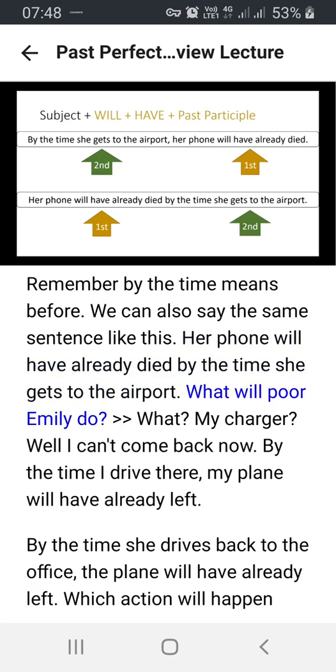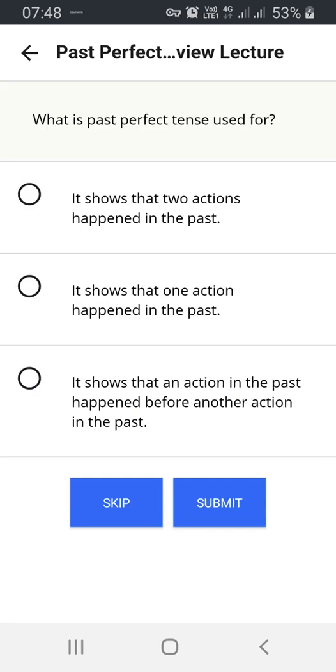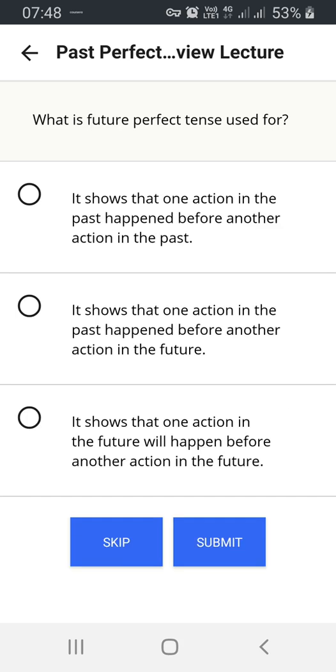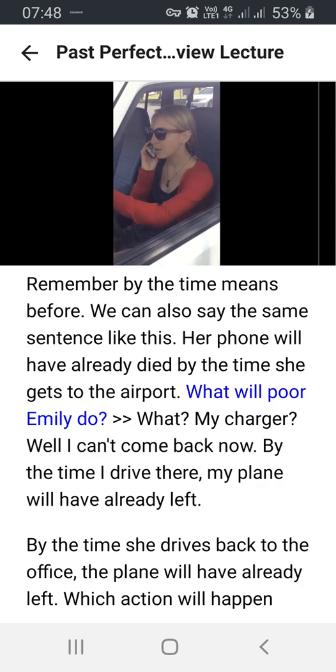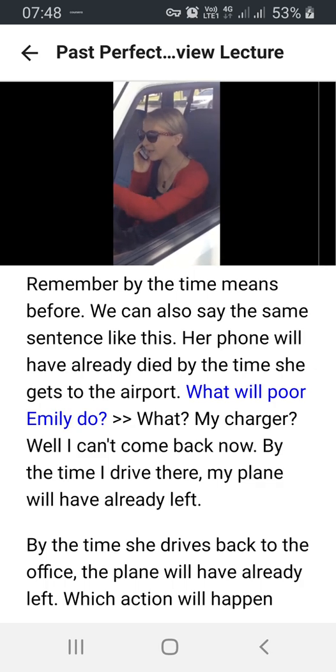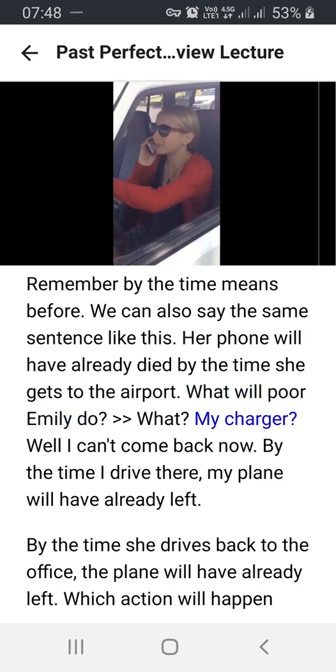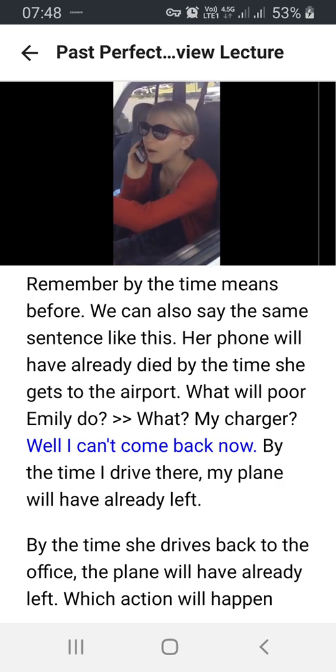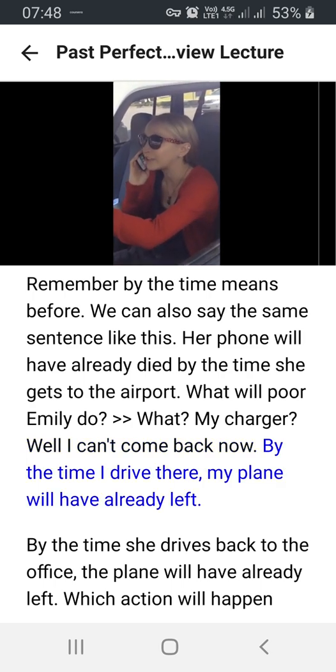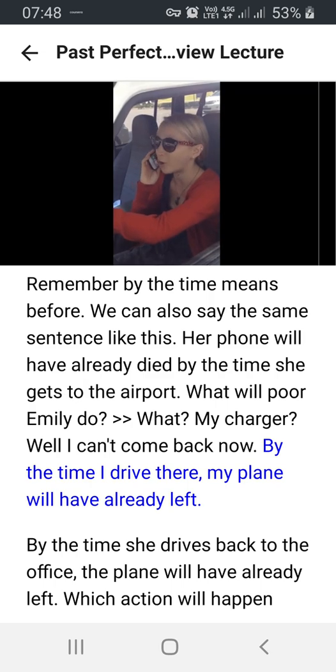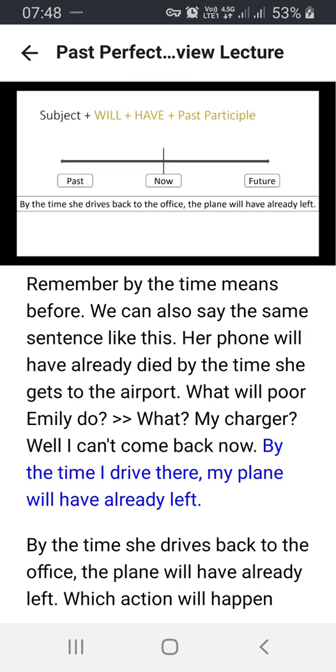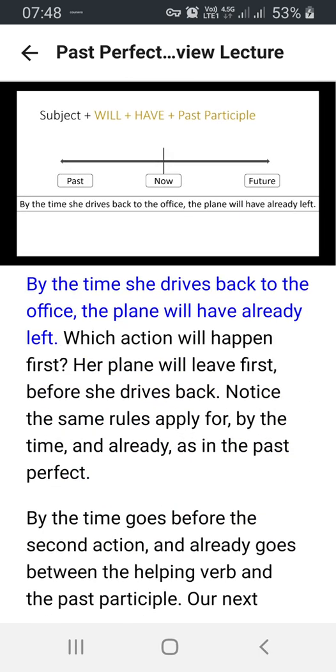What will poor Emily do? What? My charger? Well, I can't come back now. By the time I drive there, my plane will have already left. By the time she drives back to the office, the plane will have already left.